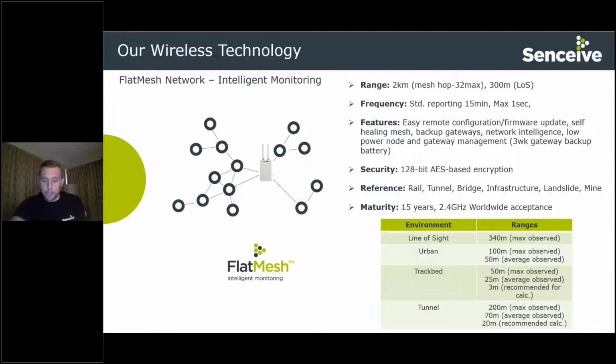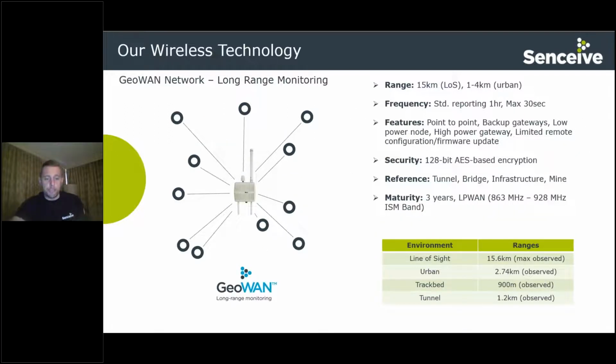on the application. And then in contrast to that, we've got our GeoWAN network, which is our long-range system, star topology. So the sensors don't talk to one another; they all talk directly back to the gateway. But the benefit of this is that you can get very long readings. You can get up to 15 kilometers line of sight between the sensor node and the gateway itself. And again, down at the right, you can see the different environments and the different ranges that we've observed in the real world with this sort of stuff.